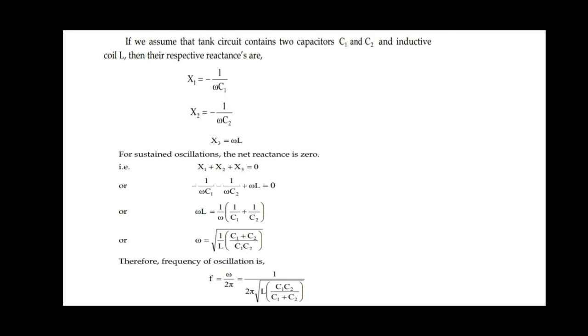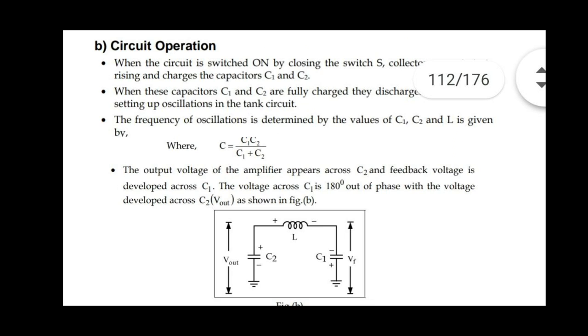So calculate the feedback factor for this circuit. Feedback factor beta is Vf by Vout. We know 1 by omega C1 and 1 by omega C2, so substituting these values, we get C2 by C1. Here this is the feedback factor.